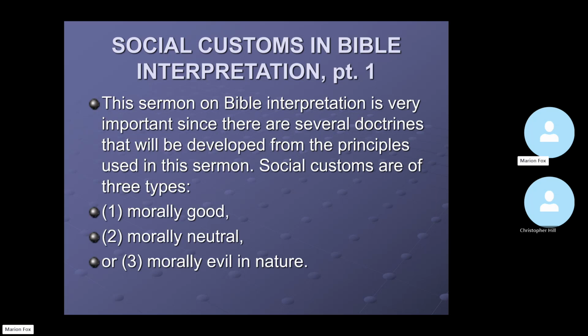So there are three categories. A lot of people incorrectly think there's only two categories of things, and the two categories would be good and evil. But some things are neutral. And so what we have here is some things are neither good nor evil. And so we have to look at it from that standpoint. So that's what we're going to be looking at.